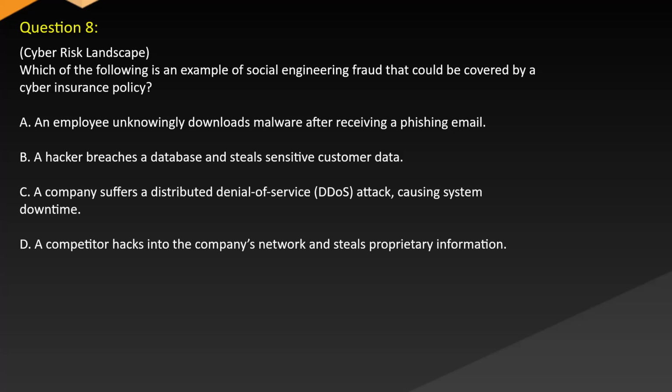Question 8. Cyber risk landscape. Which of the following is an example of social engineering fraud that could be covered by a cyber insurance policy? A. An employee unknowingly downloads malware after receiving a phishing email. B. A hacker breaches a database and steals sensitive customer data. C. A company suffers a distributed denial of service (DDoS) attack causing system downtime. D. A competitor hacks into the company's network and steals proprietary information.